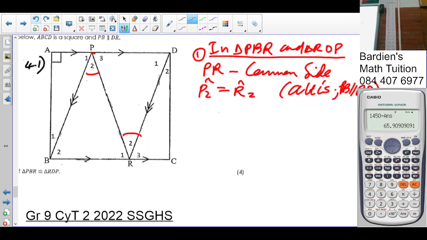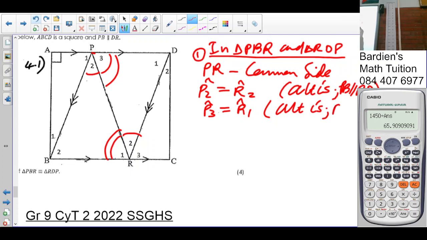We either need another angle, or if we're going to use a side, it must be PB. PB we can't, no? So the other angle here is going to be P3 and R1. Can you see them? These are alternate angles. Okay, can you see that, people? So we're saying that P3 is equal to R1. The reason: they are alternate angles with PD being parallel to BR.